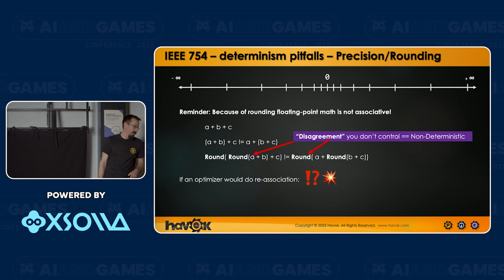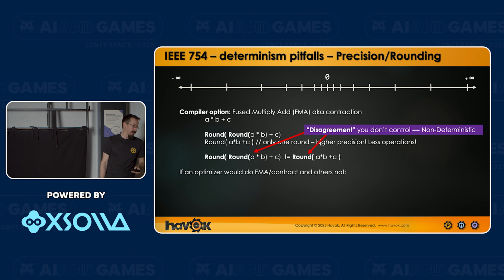And the funny thing about all of this is that it's also happening with fused multiply add, where you have a times b plus c. And you don't want to round twice, so let's just round once. That's faster, isn't it? And this is also wrong or non-deterministic.